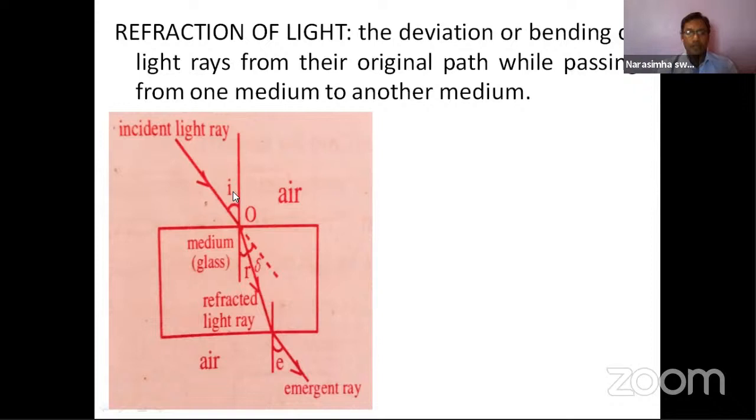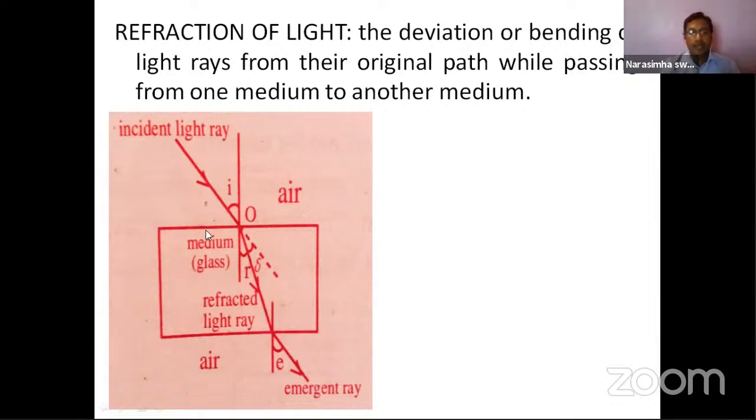So this is the angle of incidence to the normal, and r is the angle of refraction. The light ray is making an angle with the normal here. r is the angle of refraction, the angle that the light ray makes with the normal. If you go further, refraction happens only when there is a change in medium. That happened here, so that's why the light ray is bent.